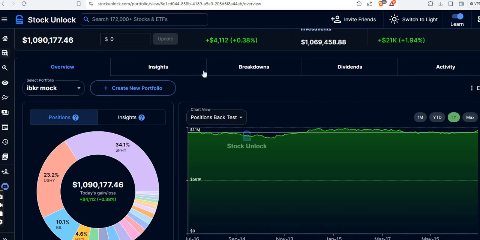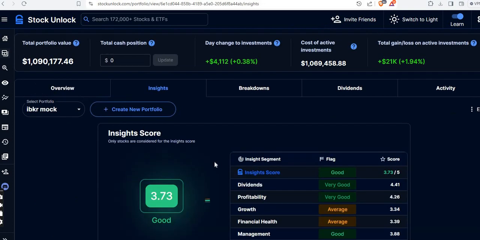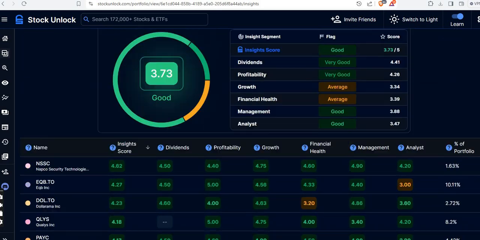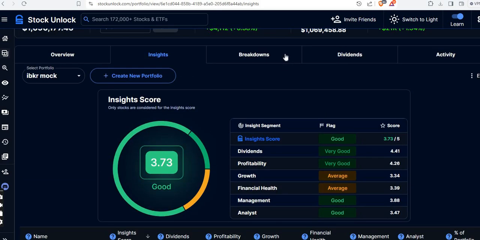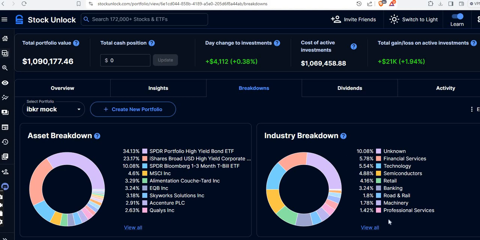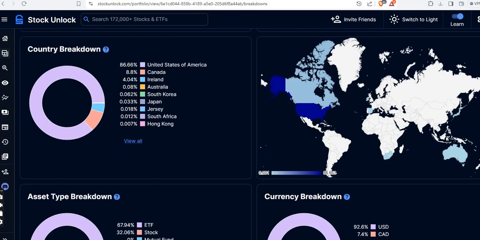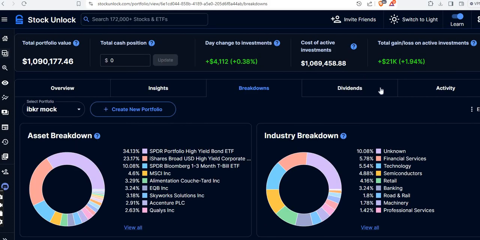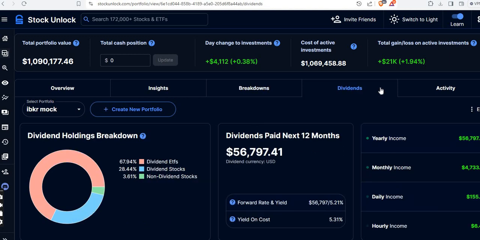And then if you want to look at other things, again, they'll show you your insights breakdown, which is good to see. It'll show you every one of your stocks as well. If you look at the breakdowns here as well, it'll show you based on industry. This is just based on companies, your percentage of all your companies. It'll show you, break it down by country, currency, and then the dividends tab is also important to see here because it'll show you your next 12 months estimated dividend.